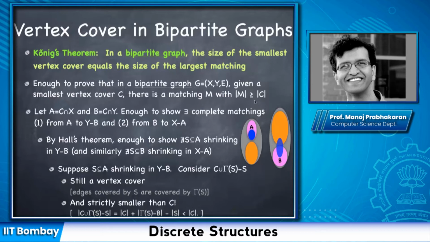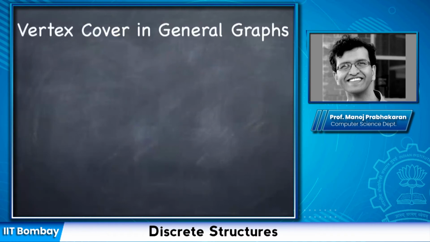So that's Koenig's theorem, and for bipartite graphs, that's all I wanted to say about vertex cover. It's essentially the same problem as matching. And in fact, even though I didn't show you, there is an efficient algorithm for going from the maximum matching to a minimum vertex cover also. So it's an efficiently solvable problem.